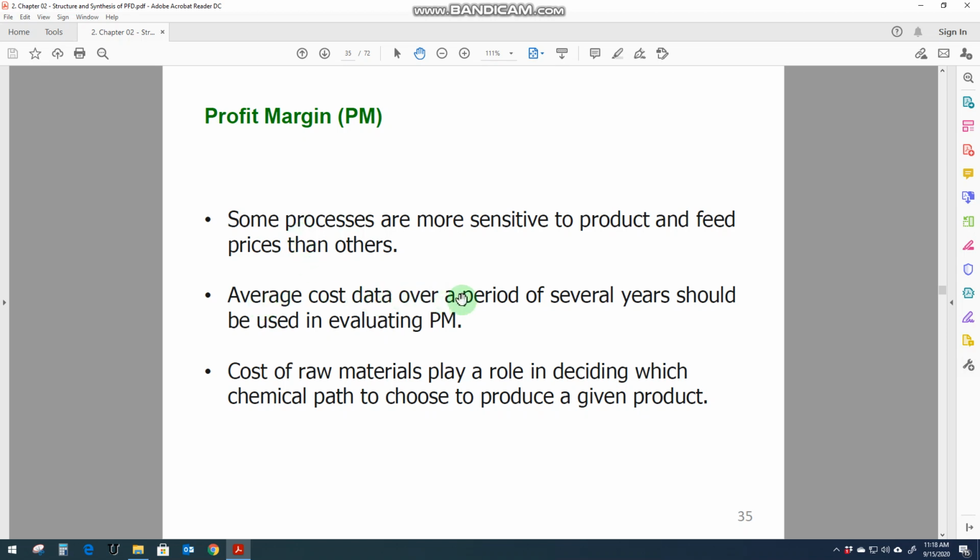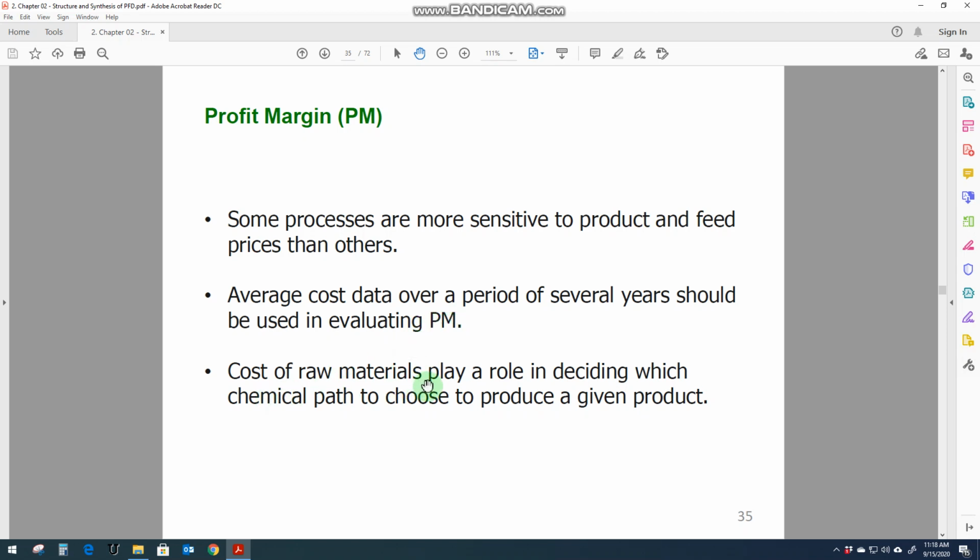Average cost data over a period of several years should be used in evaluating the profit margins. When you are specifying the cost of the products or the cost of the raw materials, they are subject to market fluctuation. So we have to use data from past years to get average data that is more reliable to estimate the price of the raw materials and the products.